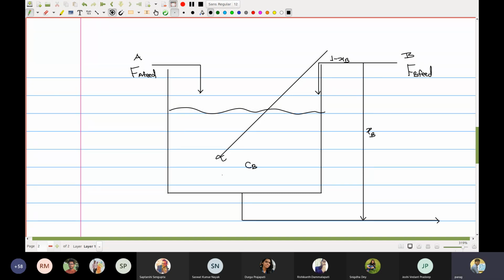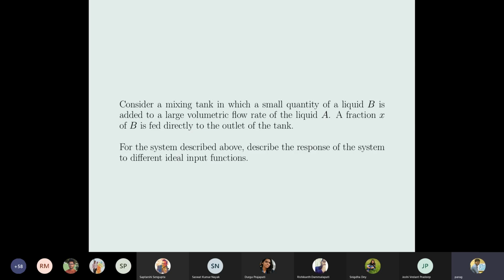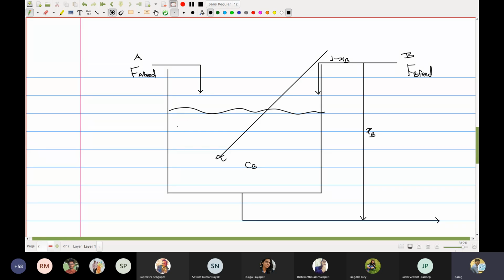Okay, is there anything which is given to us? For the system described above, describe the response of the system to different ideal input functions. Okay, we don't have anything else. So this was the question. We have drawn this. Let the volume of the tank be V. So the volume of the liquid in the tank is V. That's all. We don't have any other information. So now we need to write the model equations.